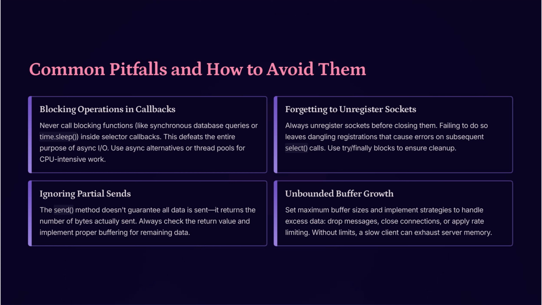Blocking operations and callbacks undermine asynchronous input-output. Use asynchronous alternatives or thread pools for central processing unit tasks. Always unregister sockets before closing to prevent errors. Check send return values to handle partial sends. Set buffer size limits to prevent memory exhaustion from slow clients. Implement strategies like message dropping or rate limiting for excess data.